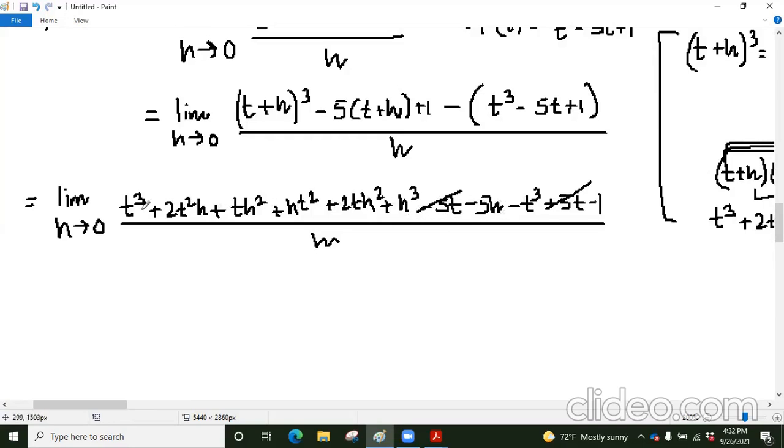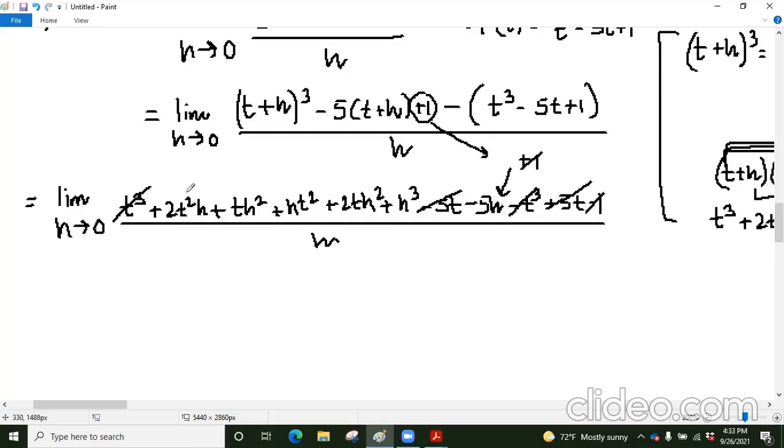Let's see here, I think we had a 1 here. -5t minus 5h plus 1. So there should have been a +1 here because I think we forgot to add that. So your -1 would actually cancel out with your +1. So minus t cubed plus 5t and then -1. So you're really just left with t cubed. I think these cancel out as well. And I think that's it.